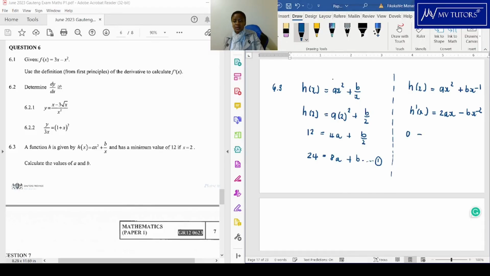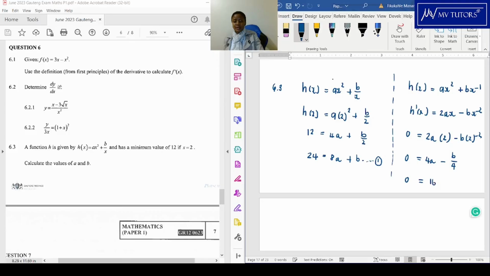So 0 is equal to 2a. In the place of x, we put 2, minus b, 2 to the power negative 2. So we can just write it out nicely. So we have 4a minus b over 4. Because 2 to the power negative 2 is 1 over 2 squared, which is 1 over 4. And because we don't like fractions, we're going to multiply through by 4.